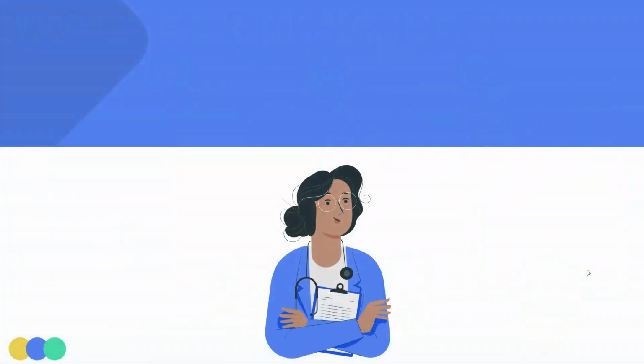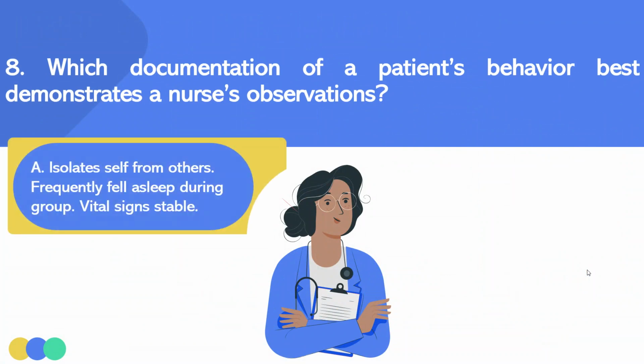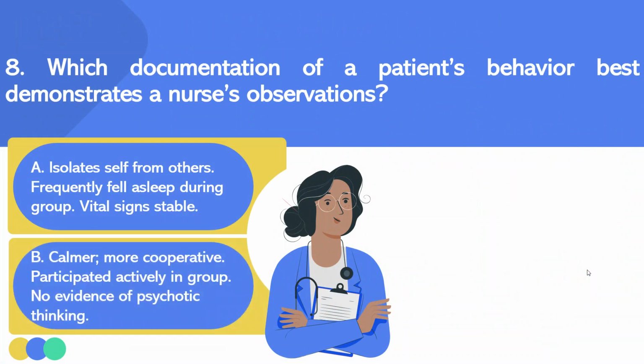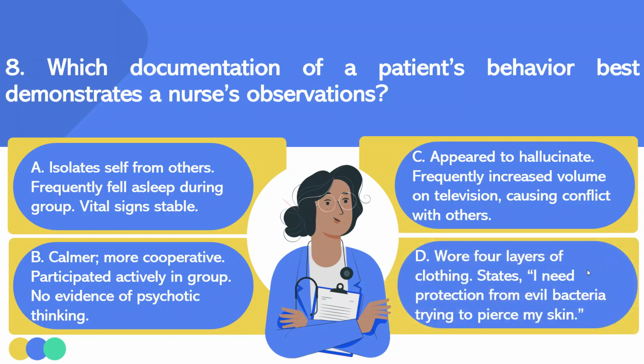Number eight, which documentation of a patient's behavior best demonstrates a nurse's observation? A. Isolates self from others, frequently fell asleep during group, vital signs stable. B. Calmer, more cooperative, participated actively in group, no evidence of psychotic thinking. C. Appeared to hallucinate, frequently increased volume on television, causing conflict with others. Or D. Wore 4 layers of clothing, states, "I need protection from evil bacteria trying to pierce my skin."